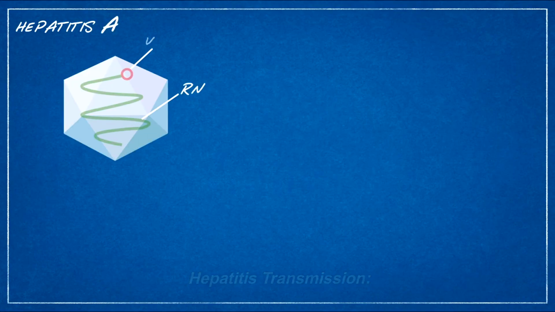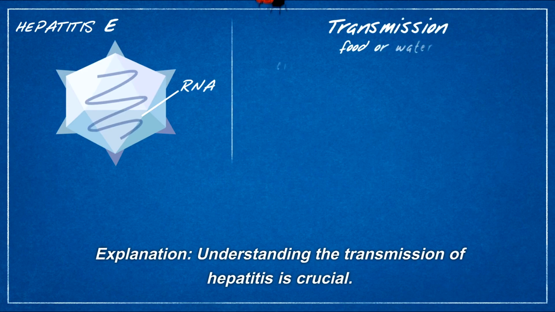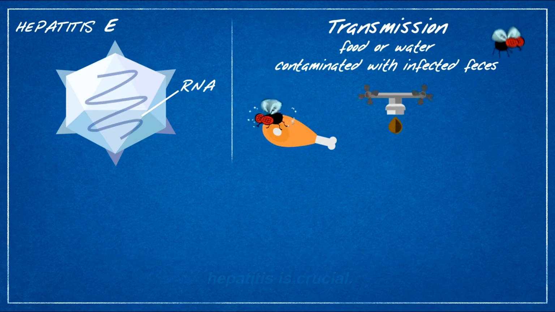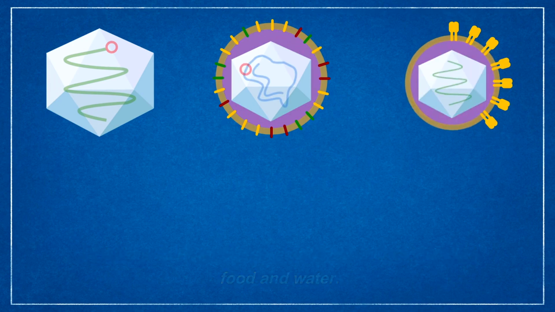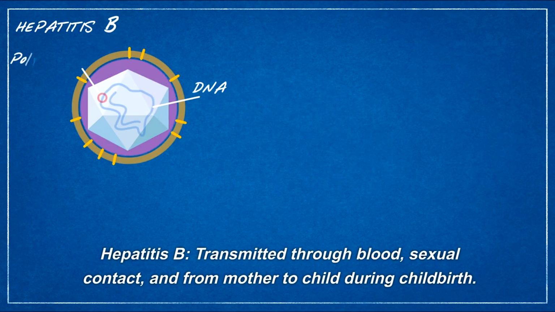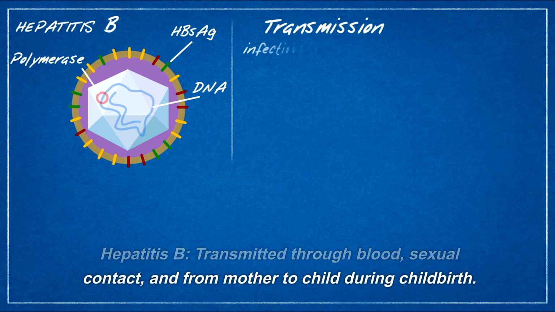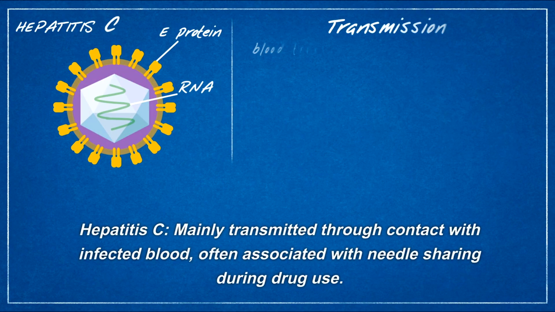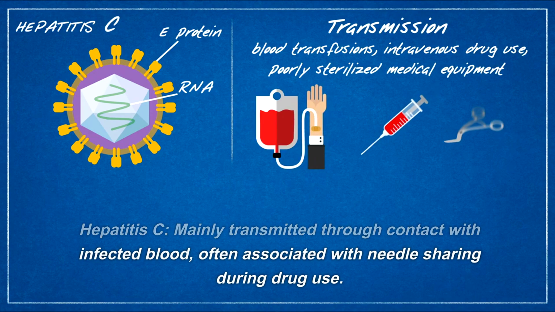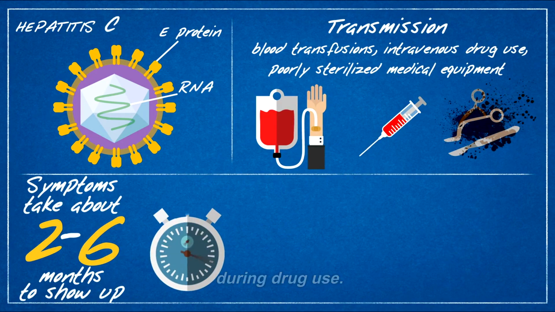Hepatitis transmission. Hepatitis A, B, C. Explanation. Understanding the transmission of hepatitis is crucial. Hepatitis A, primarily spread through contaminated food and water. Hepatitis B, transmitted through blood, sexual contact, and from mother to child during childbirth. Hepatitis C, mainly transmitted through contact with infected blood, often associated with needle sharing during drug use.